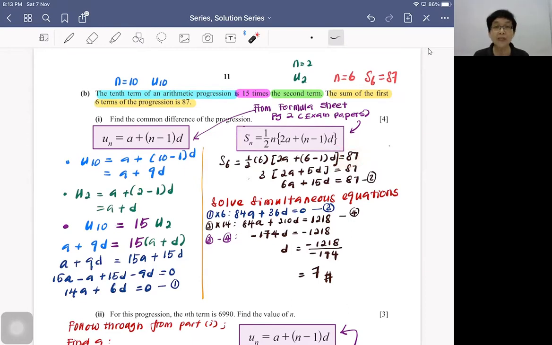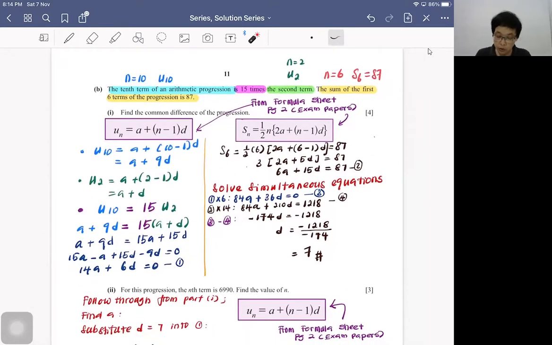How do we know 87? Yes, it is given to us. So what are you going to do now? Just go on, simplify, and make them into another equation. What I've done here is I just simplified the 6 divided by 2 into 3 and expanded the bracket into 6a plus 15d equals 87.